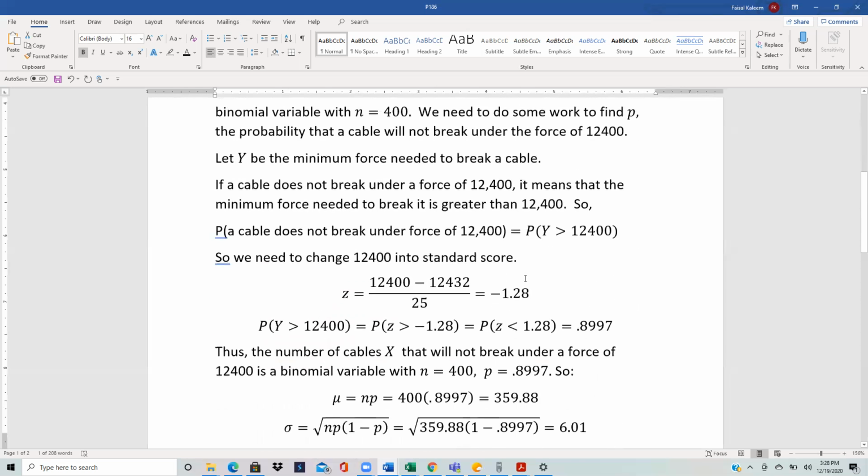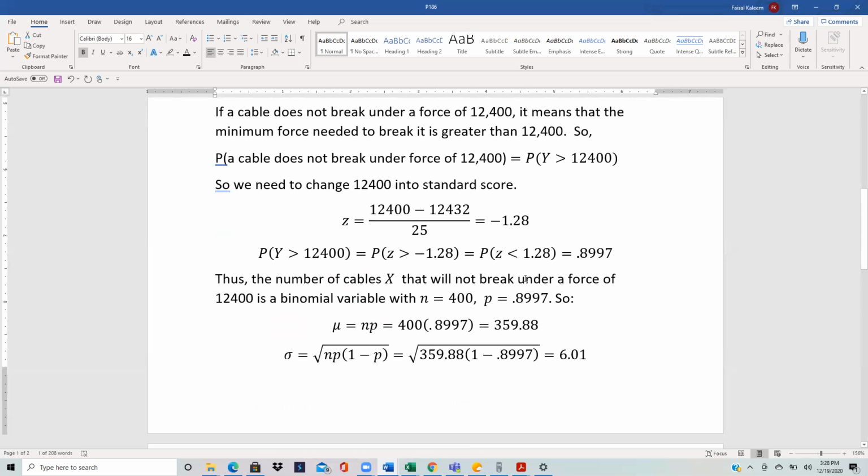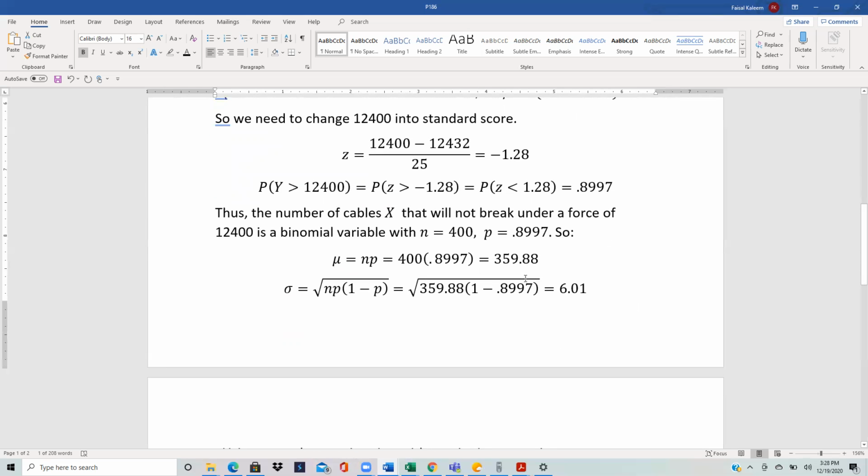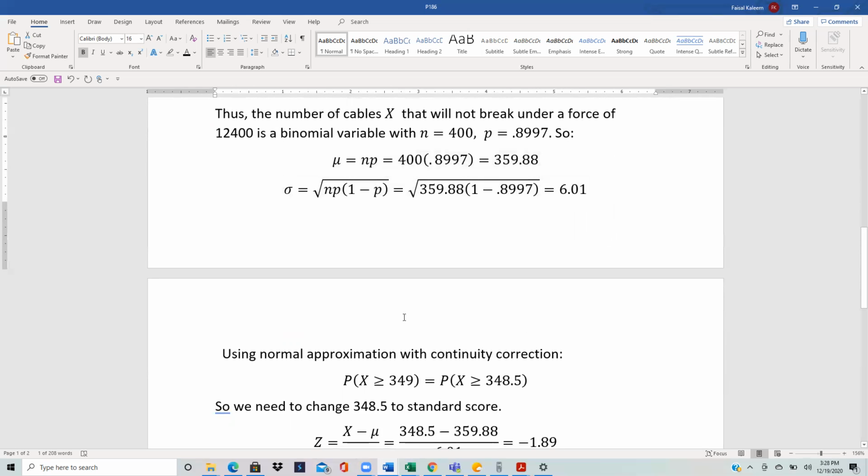Now the number of cables is a discrete variable, so we apply continuity correction. Remember, we didn't need continuity correction for the continuous variable earlier, because there it was the force needed, the minimum force needed to break a cable. The force is a measurement, that's a continuous variable. But now we are changing to the number of cables that do not break, and that's a count, so that's a discrete variable.